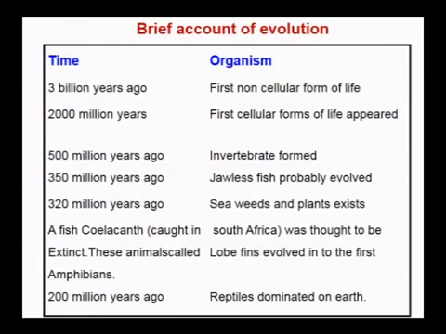A fish, the coelacanth, which was caught in South Africa, was thought to be extinct. These animals, called lobe fins, evolved into the first amphibians. 200 million years ago, reptiles dominated the Earth. Later on, birds evolved from the reptiles, and mammals evolved from the birds. First, the shrew-like mammals appeared.